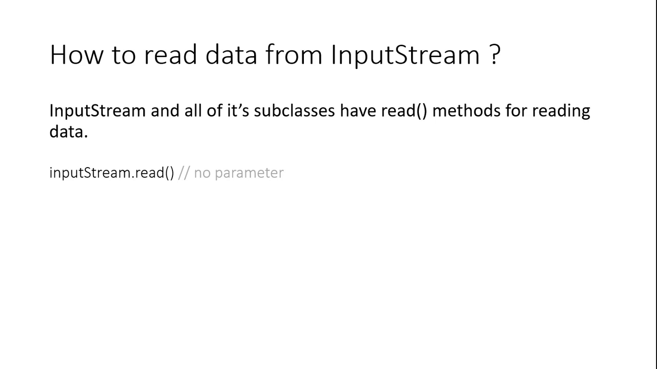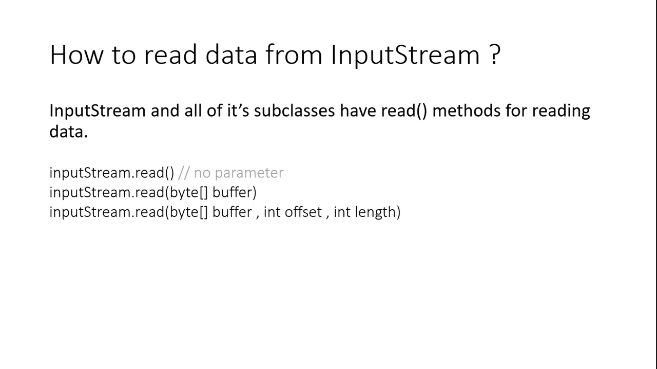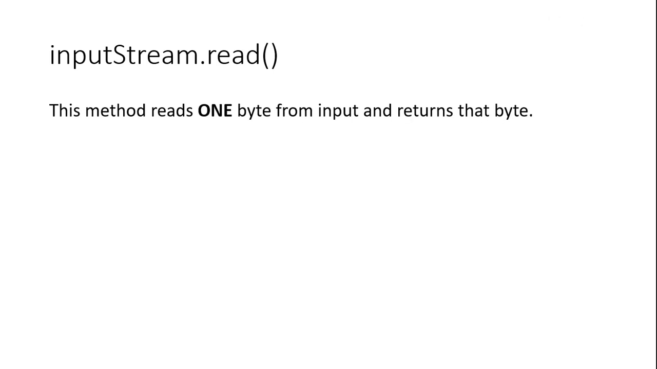The first one gets no parameter. The second one gets an array of bytes. The third one gets buffer, offset, and length. The first read method reads just one byte from input and returns that one. Suppose we have this input. When we call read, it takes the first byte from input and returns it.